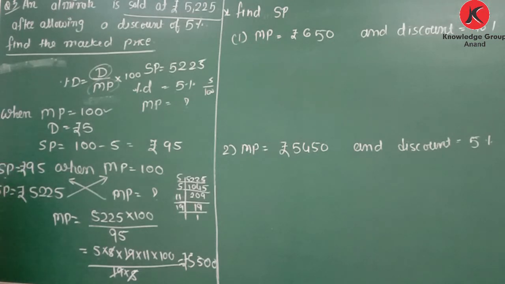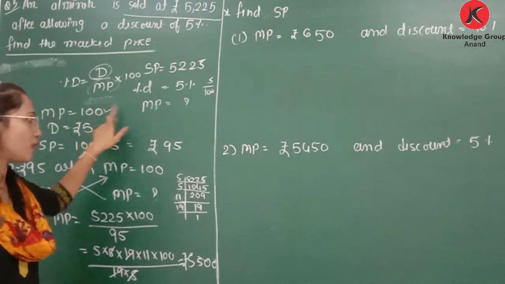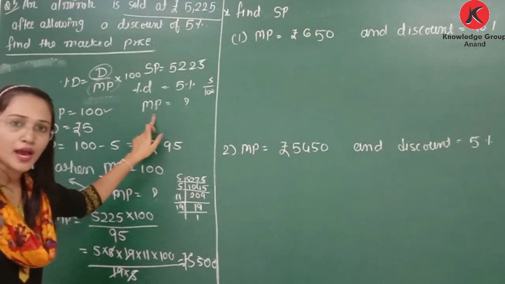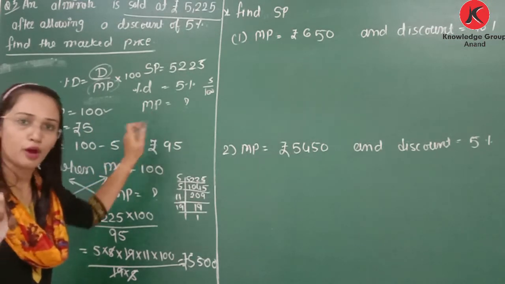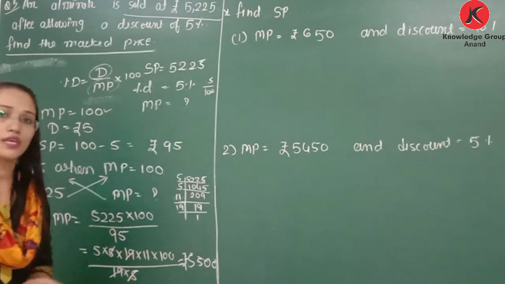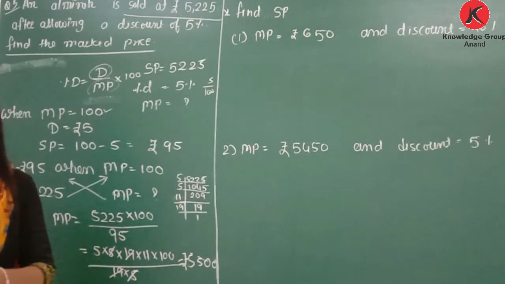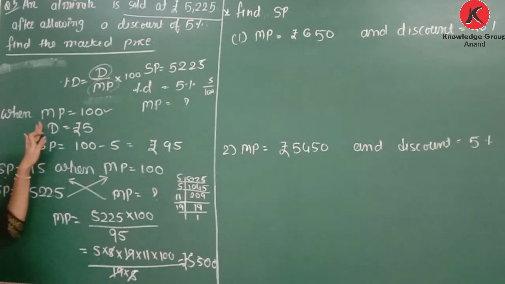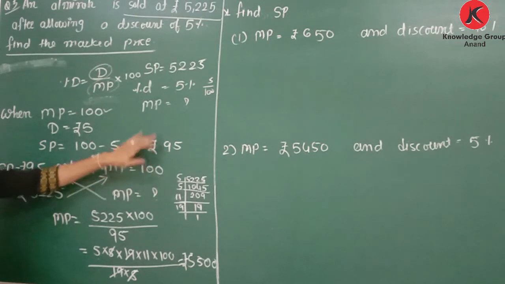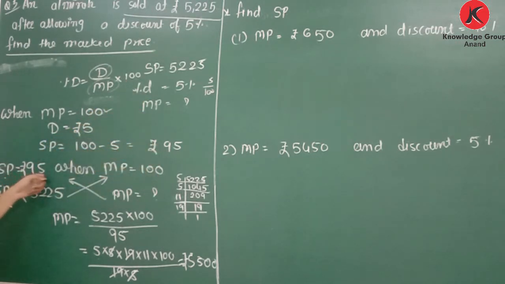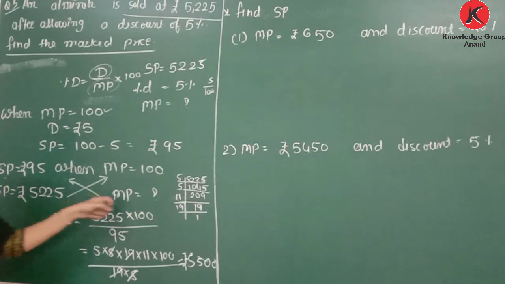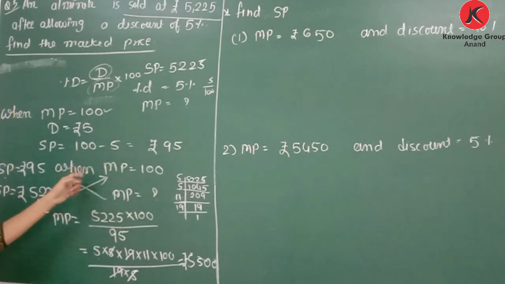So how can we solve this example? Whenever MAC price is not given, always take MAC price as 100. Why? Because percentage is calculated from 100 and discount is always calculated on MAC price. So we consider MAC price as 100. When MAC price is 100, discount is 5 rupees and selling price will be 95. Now we have two values for selling price. So we can write selling price is 95 when MAC price is 100. But our selling price is 5,225. What is the MAC price? If you solve this example by cross multiplication, you will get 5,500.